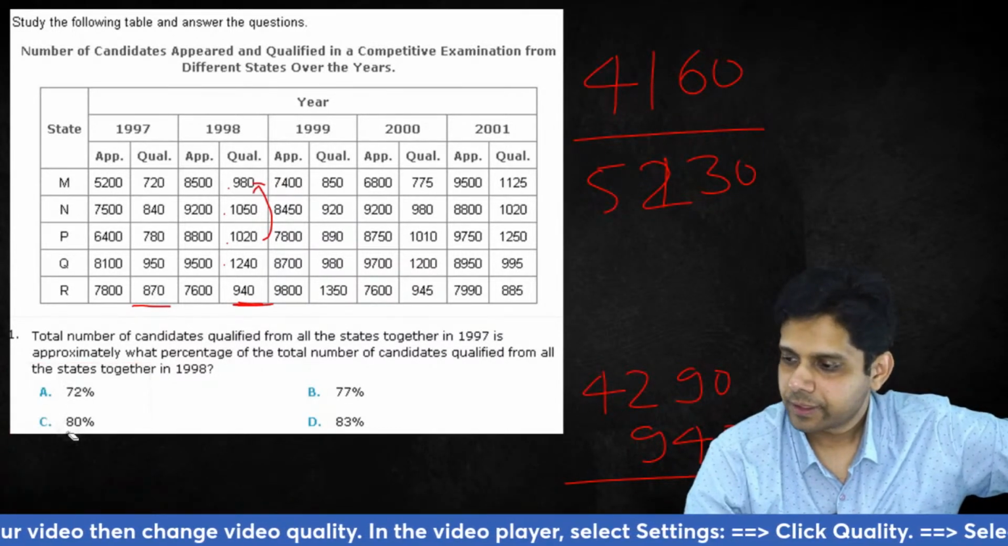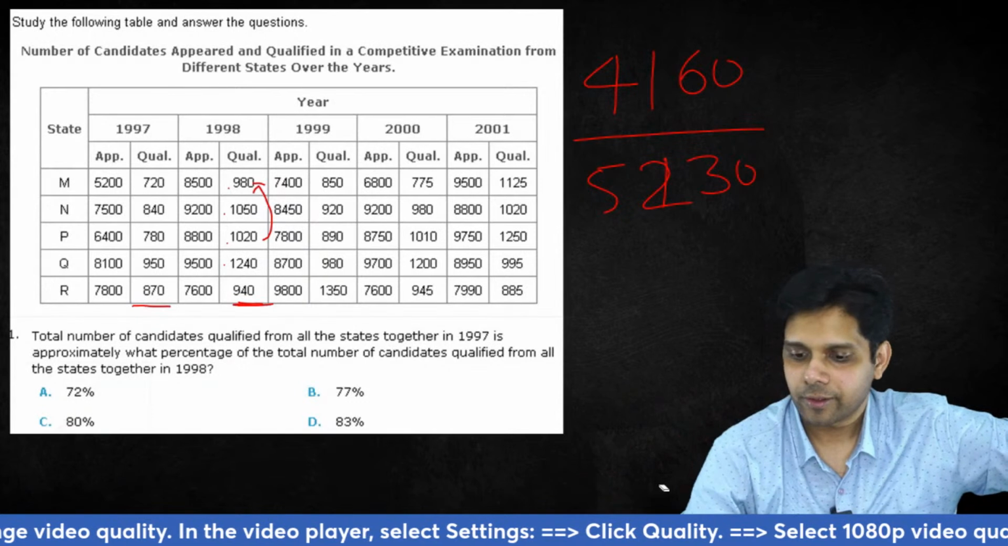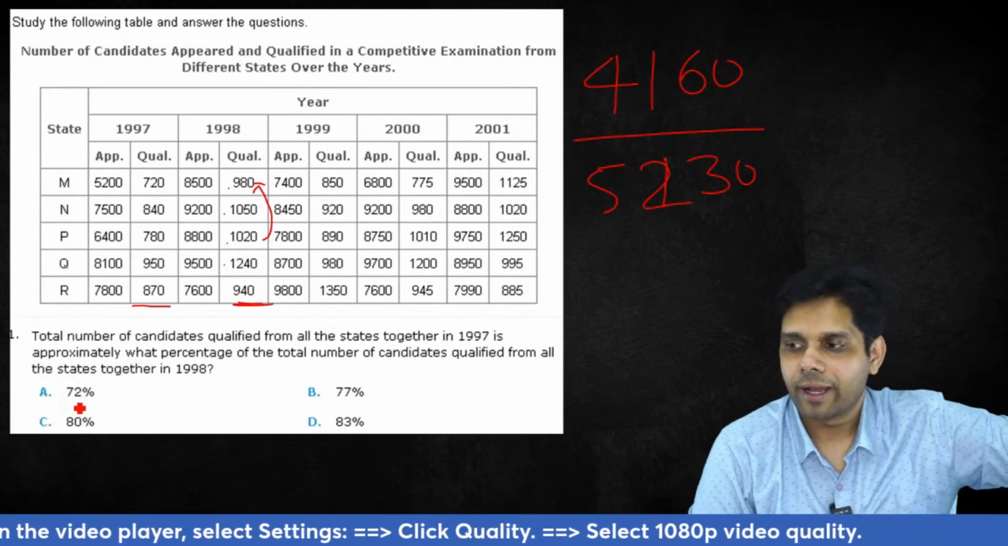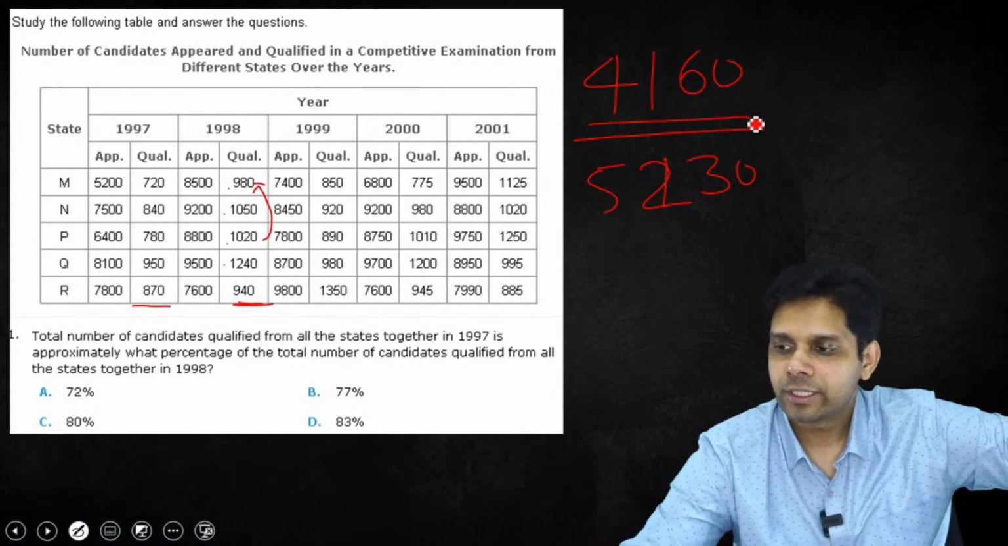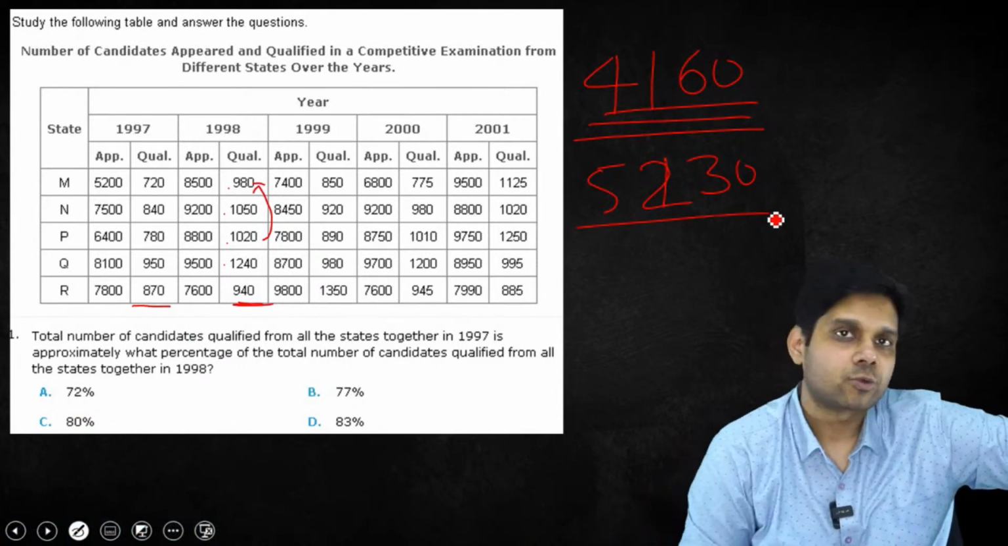Okay. So now let me erase the other things. Okay. Let's go back. Now you have to look at, we're looking at 4000. We'll do estimation. 4200 by 5200, right?